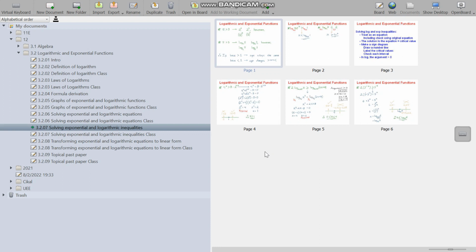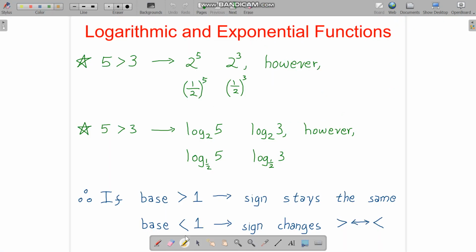Everyone, this video is about solving exponential and logarithmic inequalities. 5 is bigger than 3, but if we raise both sides with the same base, for example 2 to the power of 5 and 2 to the power of 3, the sign is the same. 2 to the power of 5 is 32. It is still bigger than 2 to the power of 3, which is 8.